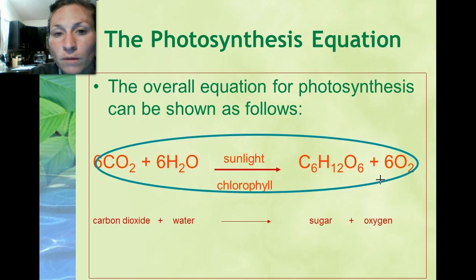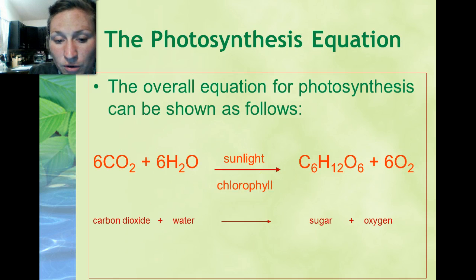Hopefully you remember from physical science that you have to have a balanced chemical equation. Energy cannot be created or destroyed, therefore this equation has to be balanced in order for it to be true. So our energy is just being transformed. We're going from carbon dioxide and water to sugar and oxygen with the fact that sunlight and chlorophyll is available.